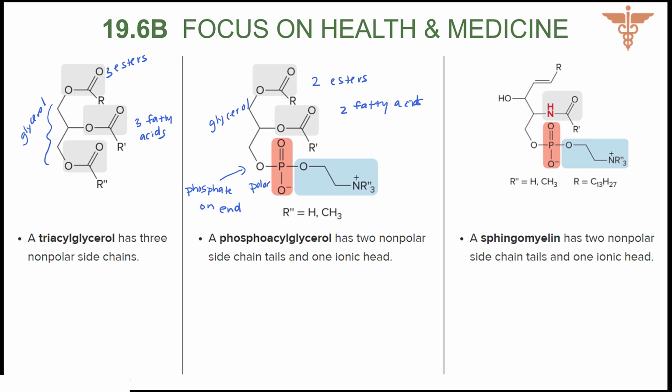The sphingomyelin has 2 nonpolar side chain tails and 1 ionic head. So this is the polar part. The backbone is sphingosine. It contains an amide linkage. And the phosphodiester is located on the terminal carbon just like sphingosine. And this one's got 1 fatty acid.